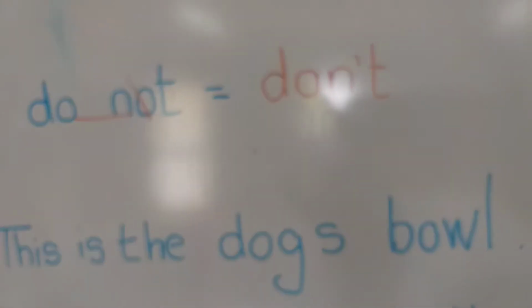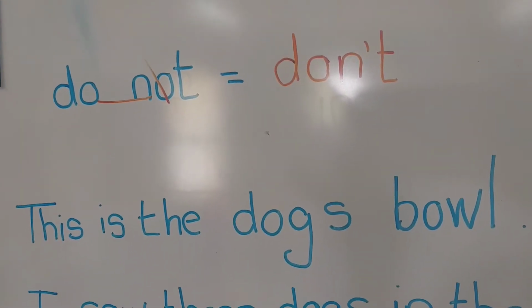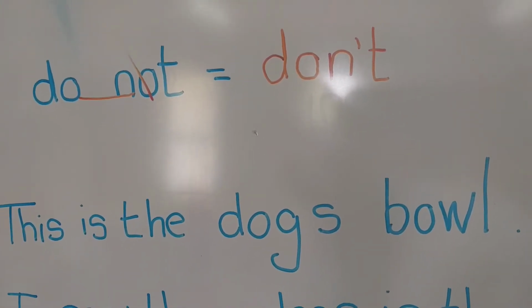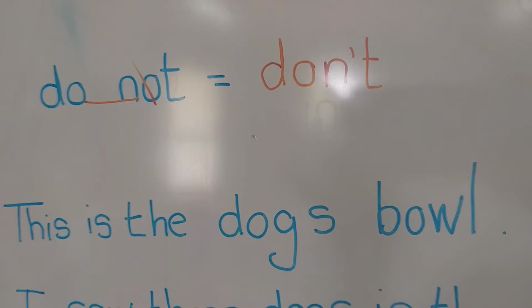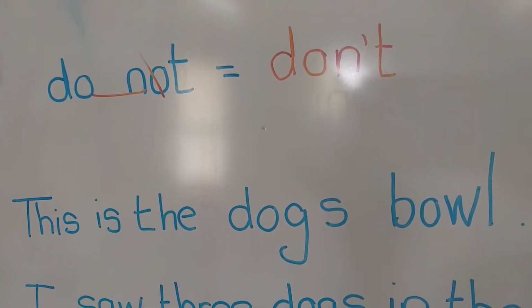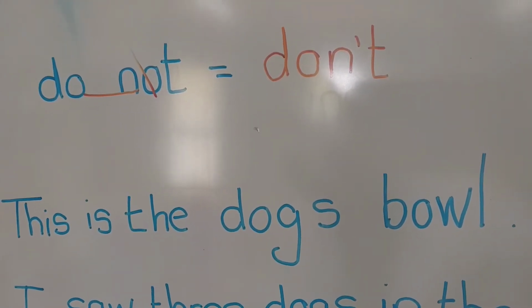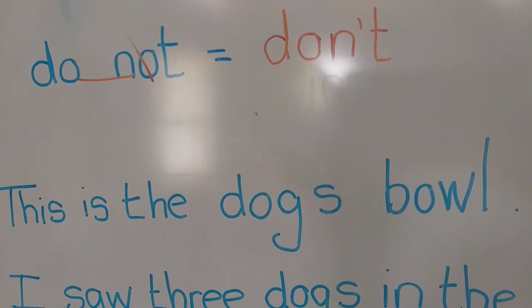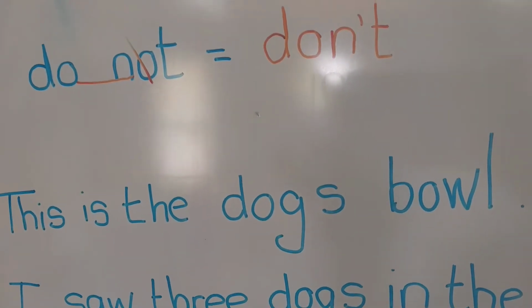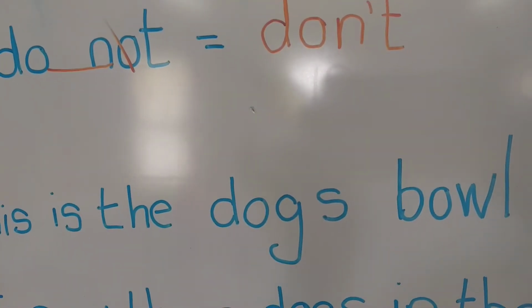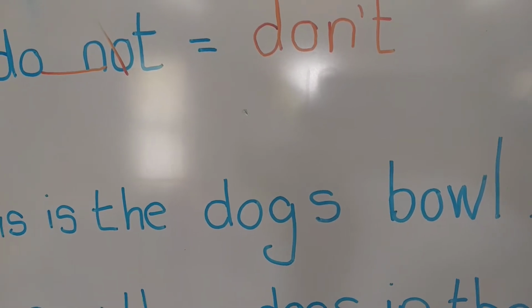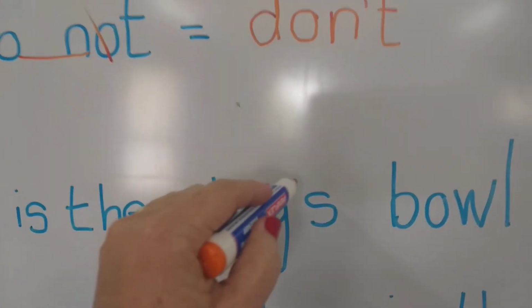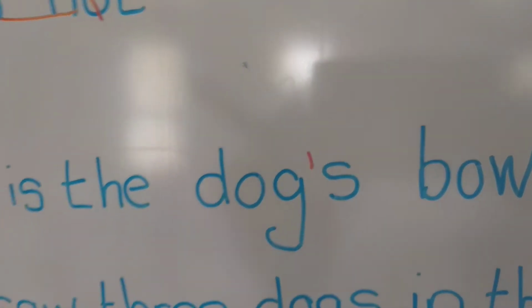The apostrophe to show that something belongs to someone else or something else. So if you have a look at the sentence on the board here, it says, this is the dog's bowl. Now that bowl belongs to who? It belongs to the dog. It's the dog's bowl. So in order to show that the dog owns that bowl, or that bowl belongs to the dog, we need to have an apostrophe over there by the S.